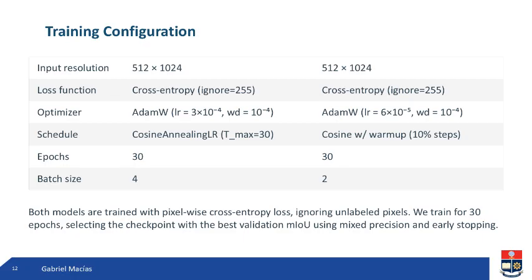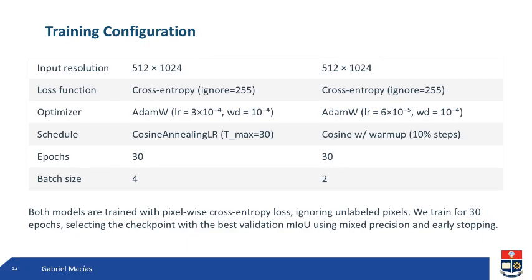Moving on to the optimization strategy. Both architectures were trained using AdamW. AdamW is widely used in modern deep learning because it combines adaptive learning rate updates with decoupled weight decay regularization. This helps improve generalization and training stability.